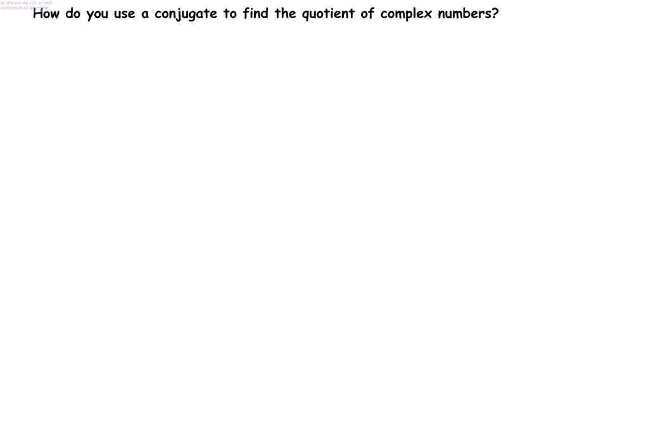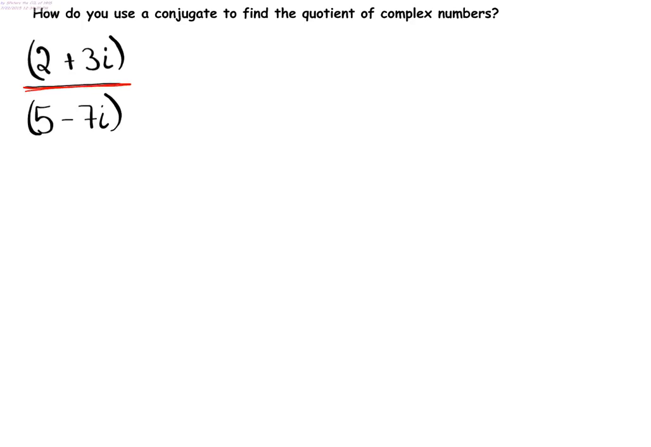A quotient can also be written as a fraction. So I'm talking about something like (2 + 3i) divided by (5 - 7i). Okay? Quotient means I have the division bar right here.